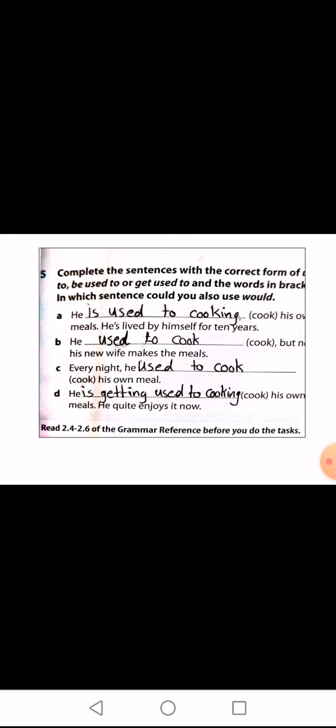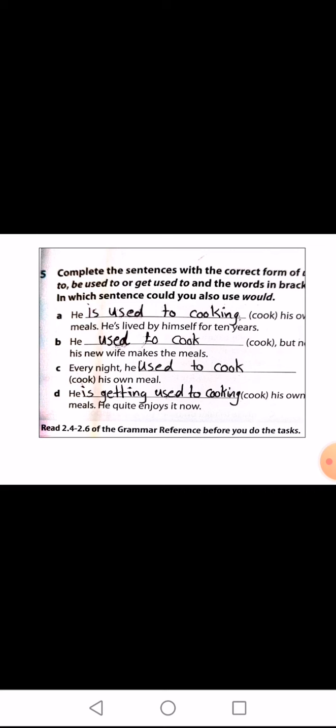A. He cooked his own meal. He lived by himself for 10 years. هلا كونه he lived by himself 10 years يعني هو رح يكون معتاد. So بنحكي he is used to cooking. He is used to cooking. معتاد إنه يطبخ لحاله لأنه عايش لحاله من 10 سنين. So number 1 is used to عشان هو معتاد على هذا الشيء. Familiar. He is familiar with these things.